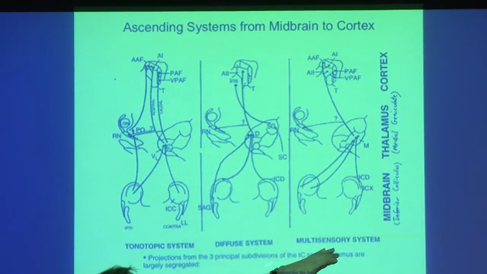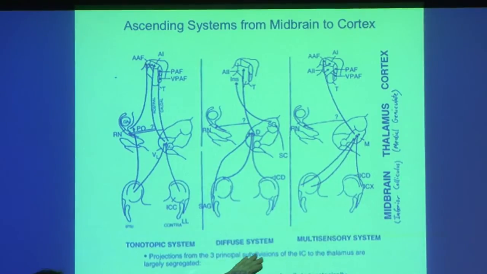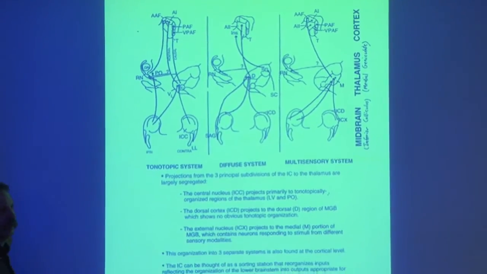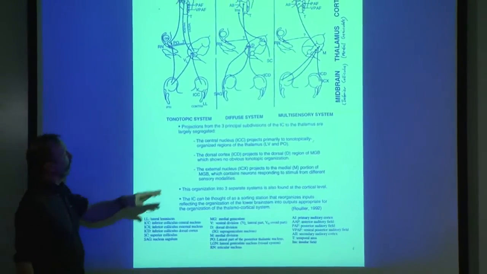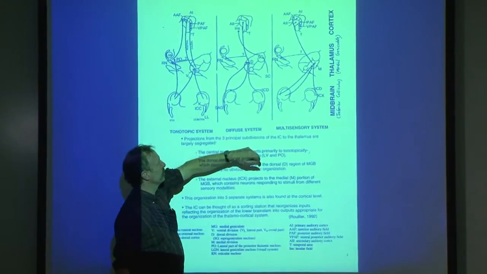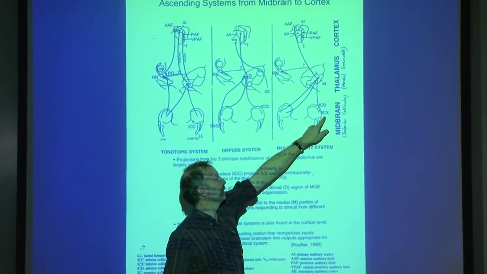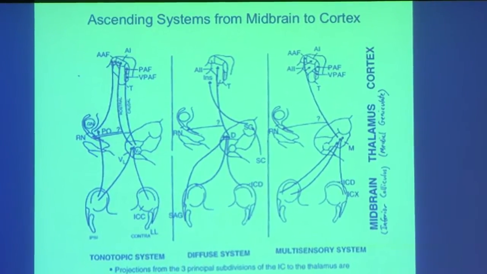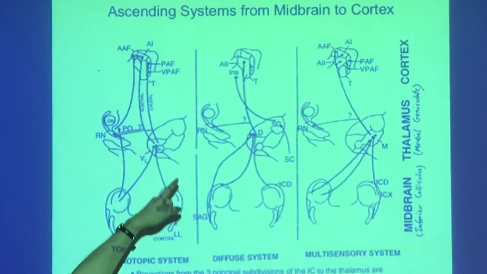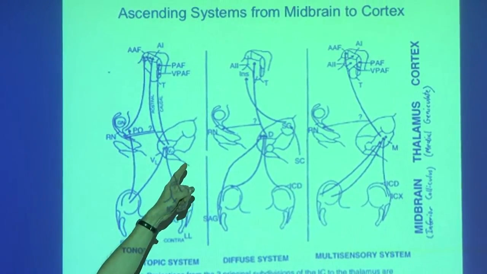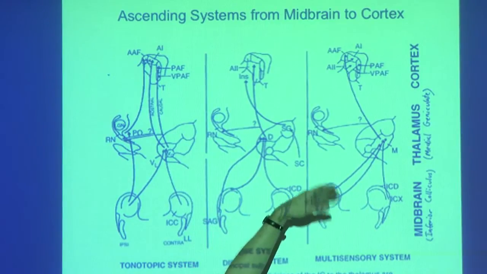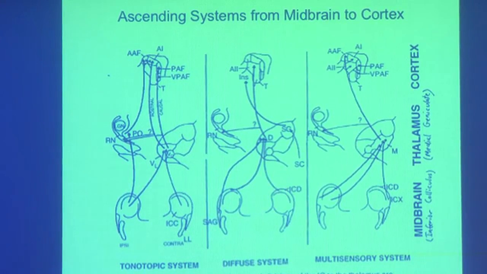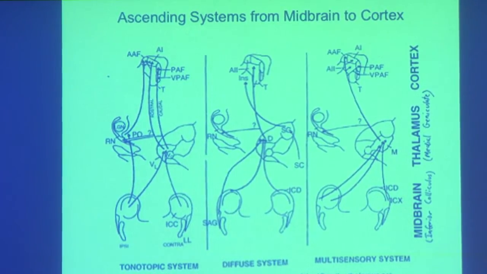There are some other systems, and at least in this author's idea, they're labeled as diffuse and multisensory systems. We're not going to talk much about them, but they start out in other parts of the colliculus, like the dorsal part of the colliculus and the external nucleus of the colliculus. And they pass through other divisions of the thalamus. And they either go to other auditory cortical fields like A2 here, or they project diffusely to a whole bunch of places in auditory cortex. So we're not going to emphasize them very much at all. Just stick with the tonotopic system for now.